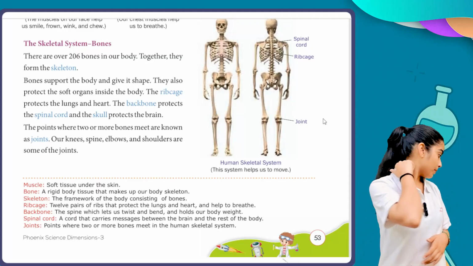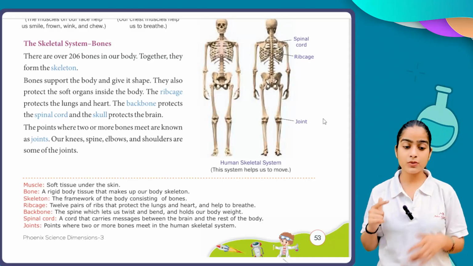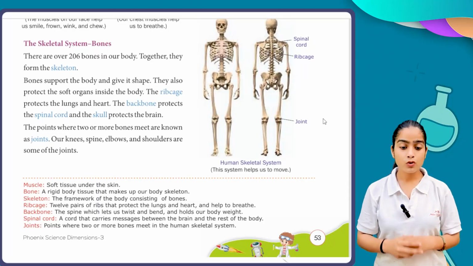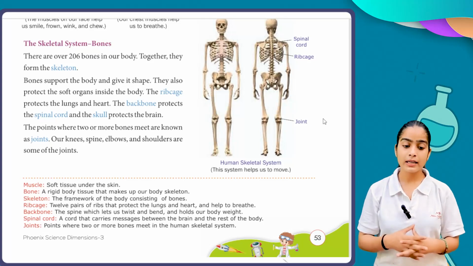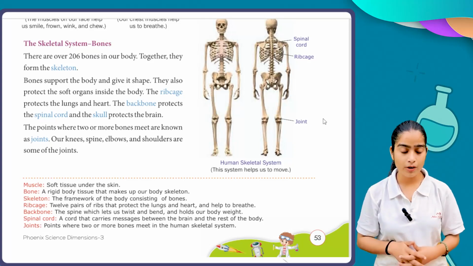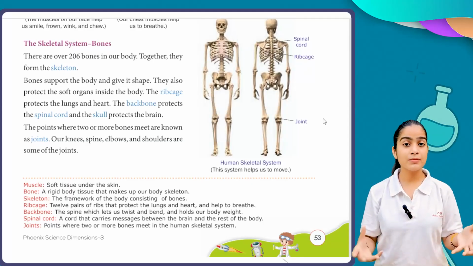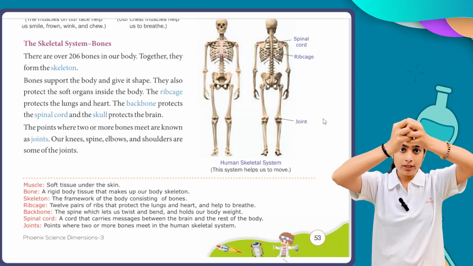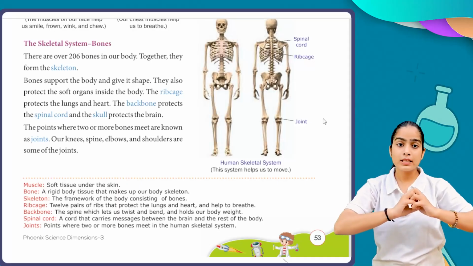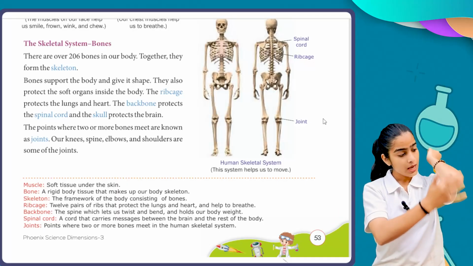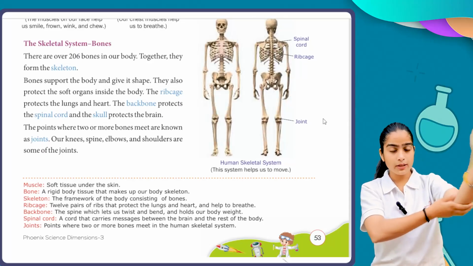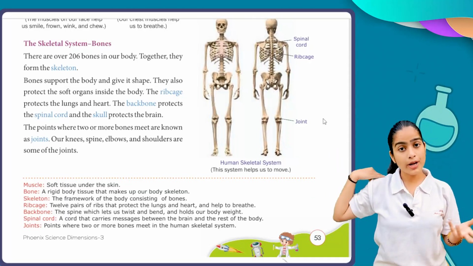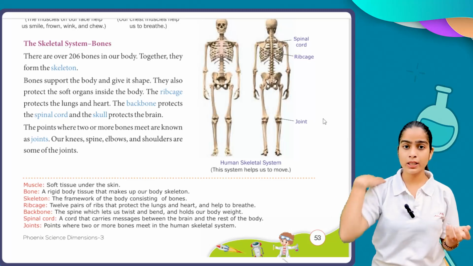So this is your backbone, and it provides you a structure, and it also protects your spinal cord. The points where two or more bones meet are known as joints. Our knees, spine, elbows, and shoulders are some of the joints. As the name suggests, it is where two or more bones join together. So you see this kind of joint in your elbow, right? If you see, this bone and this bone are joined together. You can see a joint in your shoulder as well, and you can move those joints like this also.